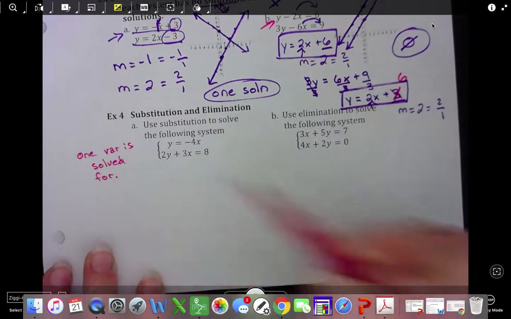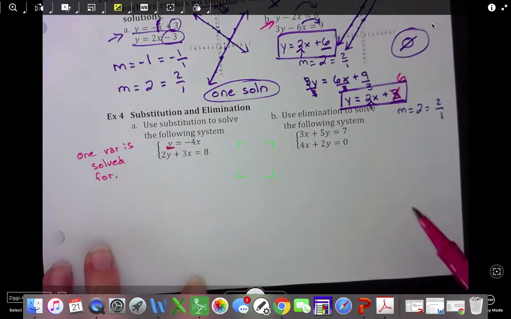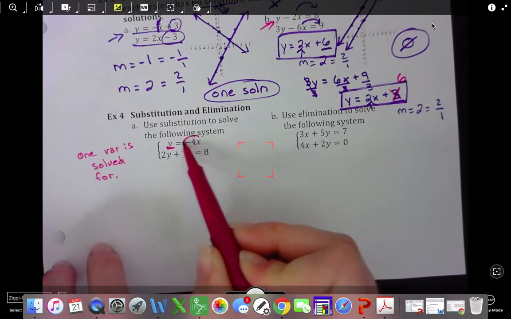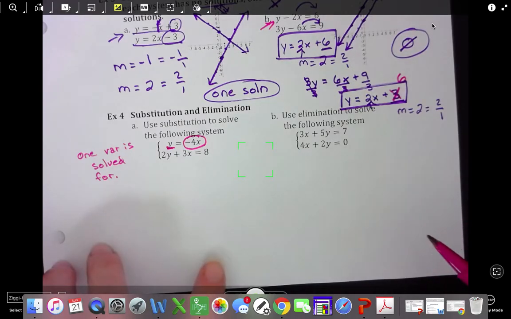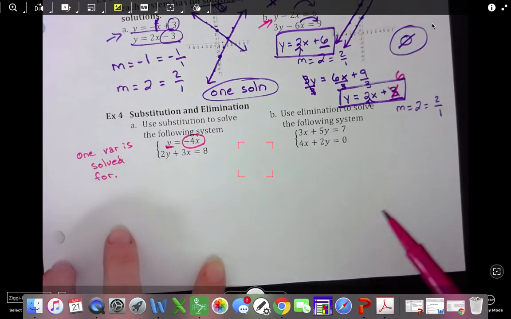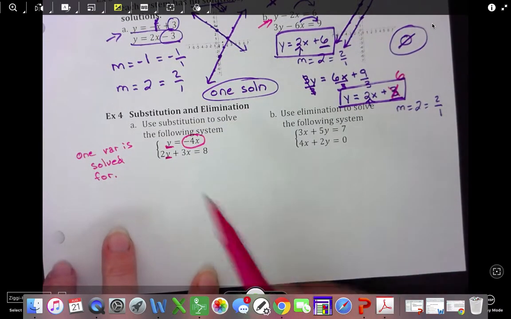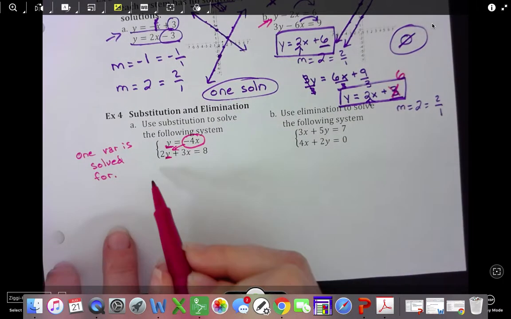Okay, you might already be able to identify that right here in this top equation, y is by itself. The y variable is solved for. y is equal to negative 4x. y and negative 4x are exactly the same thing. So if that's what y is equal to, and I see a y down here in the second equation, I can just plug that negative 4x in for y, because that's what y is. y is negative 4x. So I'm going to go ahead and do that.